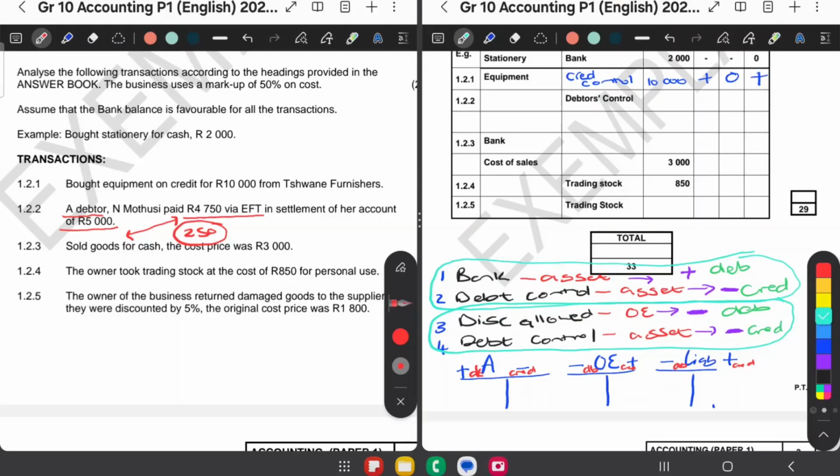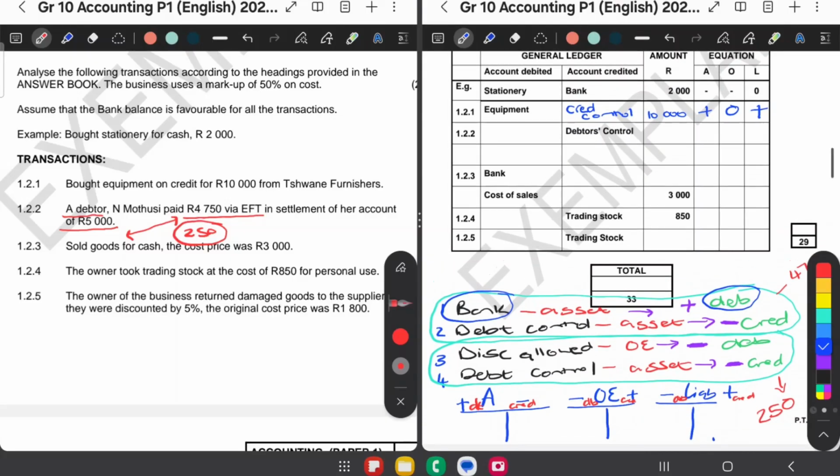Okay, the first two is the money you receive from the debtor. We receive 4,750, and these two are the discount allowed, that is 250. Okay, so let's write this in. Account debited is bank. And then account credited is debtor's control.